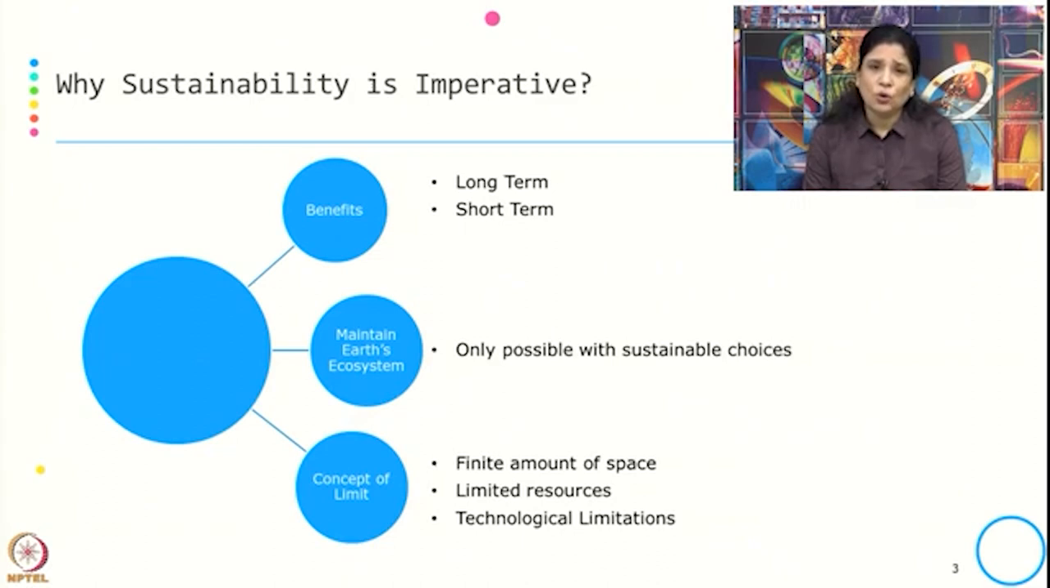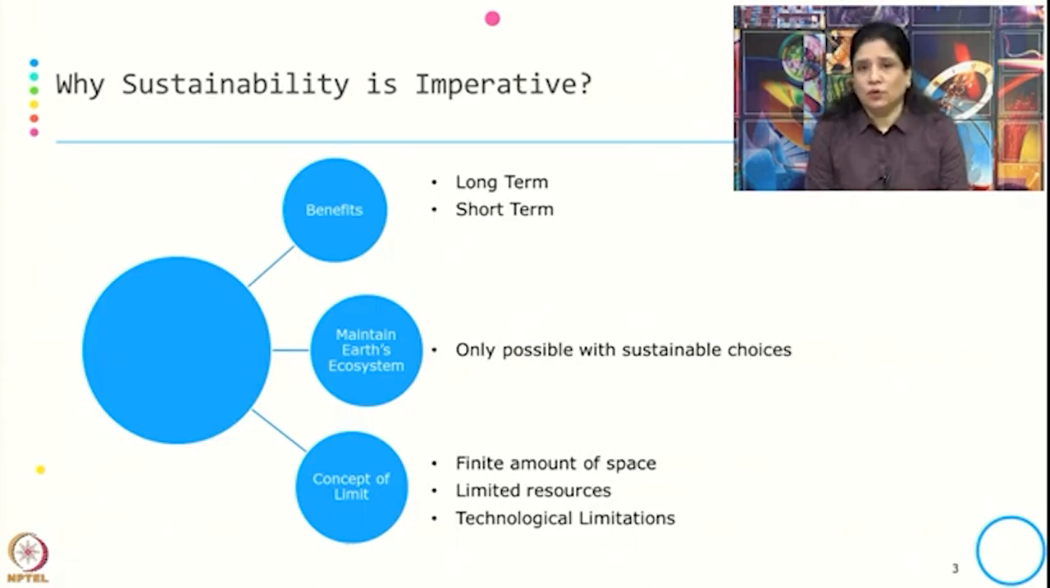When I say long-term benefit, it is because a few sustainability initiatives possibly do not get an immediate return, in fact in most cases, because whatever benefits we get out of it take some time, or over a period of time we get those benefits. But a few initiatives give short-term benefit. So sustainability is important from that point of view because it gives us short-term and long-term benefit.